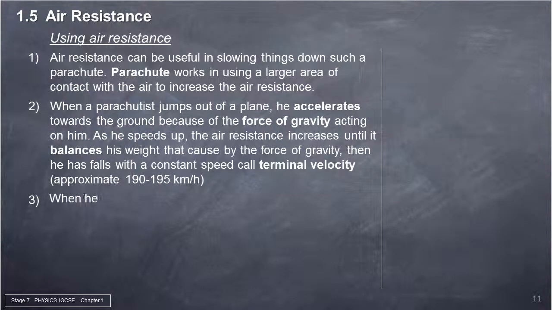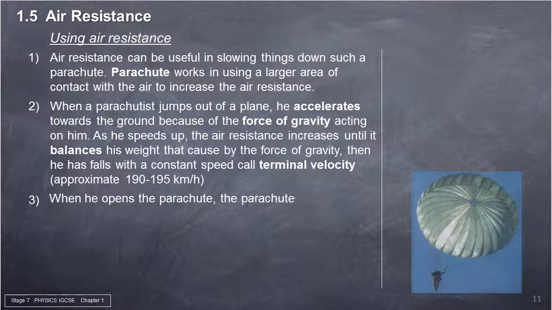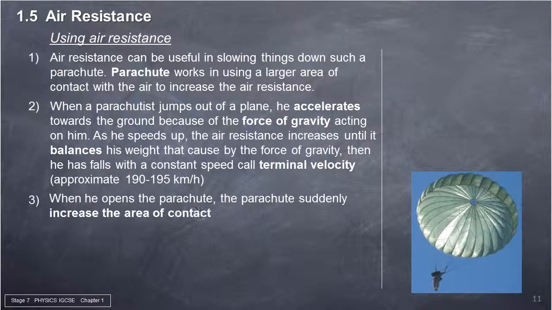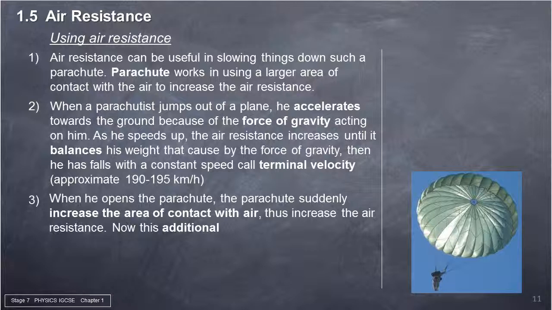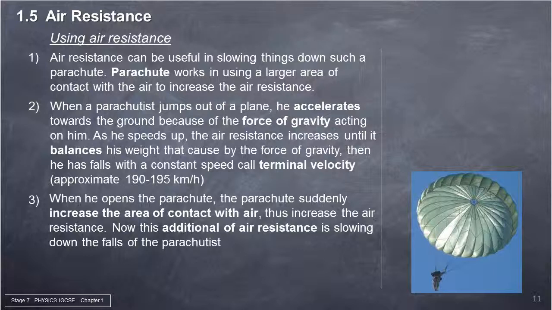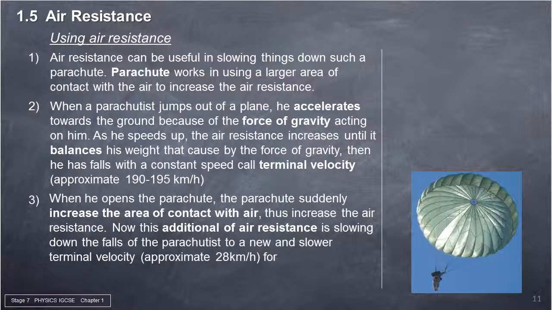3. When he opens the parachute, it suddenly increases the area of contact with air, thus increasing the air resistance. Now this additional air resistance slows down the fall of the parachutist to a new and slower terminal velocity, approximately 28 kilometers per hour, for the parachutist to land safely.